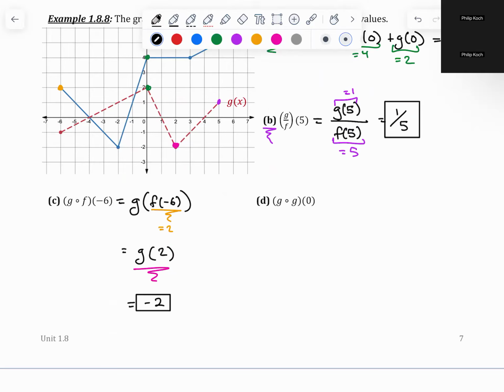I keep seeing g of x like Goff. Yeah, it looks like Goff of x. And this is g composed with f of x.